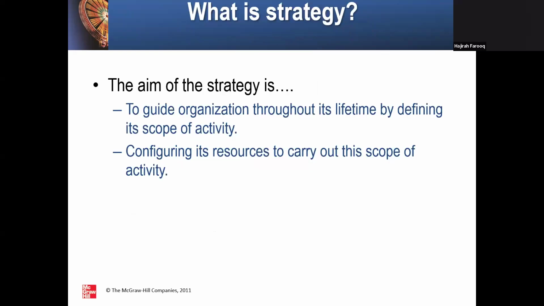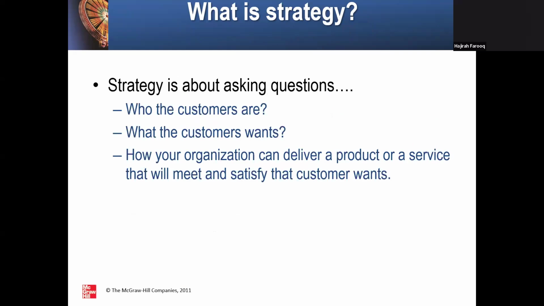So we discussed the basics of strategy, like what is strategy, and we discussed that the aim of strategy is to guide an organization throughout its lifetime by defining its scope of activity and configuring its resources to carry out this scope of activity. Strategy is about asking questions like who the customers are, what the customers want, and how your organization can deliver a product or a service that will meet and satisfy what the customers want.